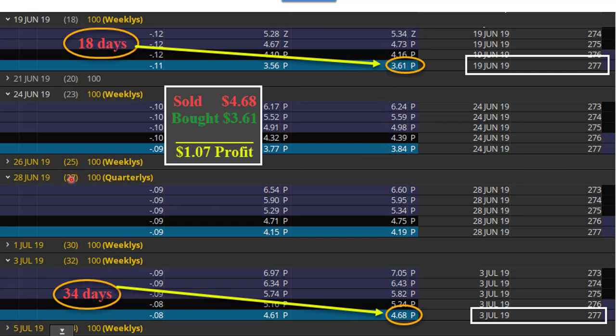At 27 days to expiration, that is worth $4.19. At 32 days to expiration, it's worth $4.68. It's the same strike. Nothing has changed in the marketplace except time. There's less time value in this option, and so it's worth less money. If I sold that at $4.68 and I bought it back at $3.61, I would make $1.07 in profit. This is a live example of time decay.